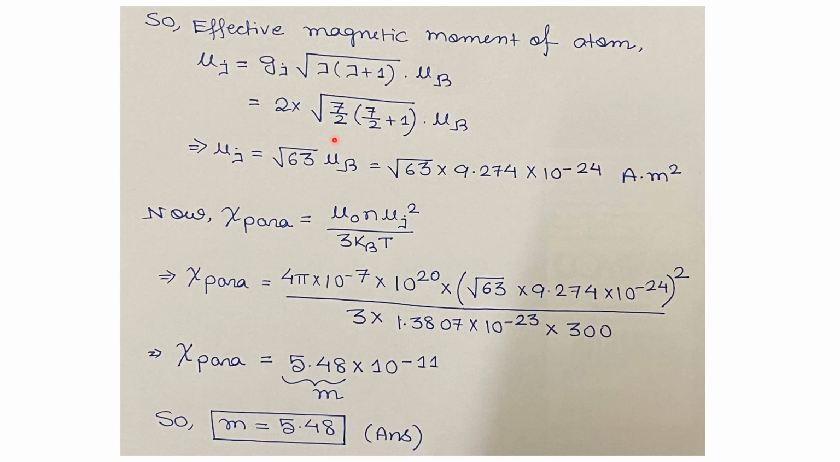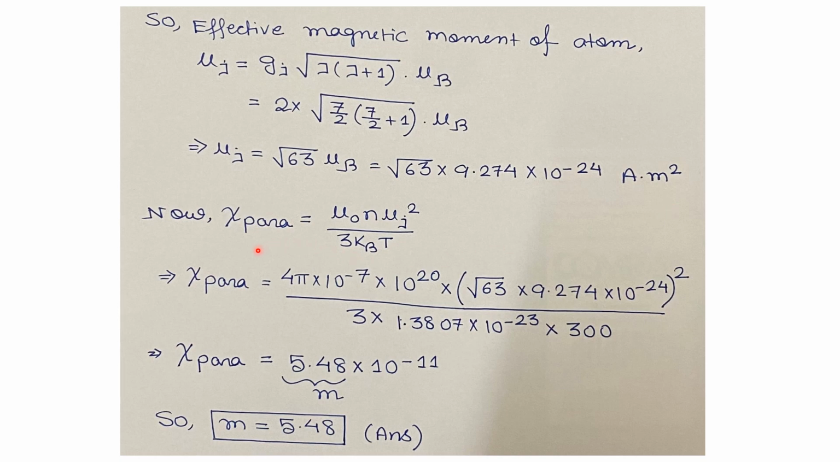So if we calculate this, we will get mu_J equals 2 times root over 7/2 times (7/2 plus 1) times mu_B, which is root over 63 times mu_B. So we put in the mu_B value, and we get root over 63 times 9.274 times 10 to the power minus 24 amp meter square.